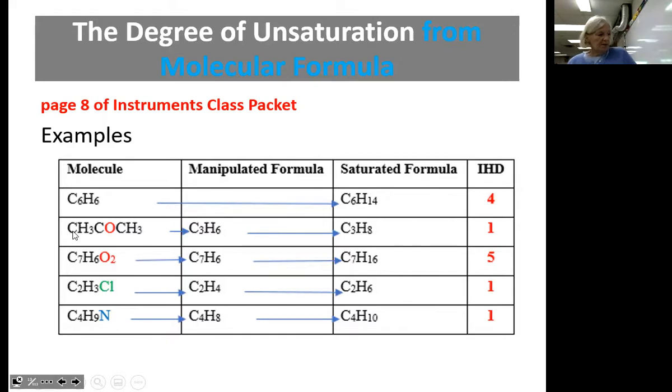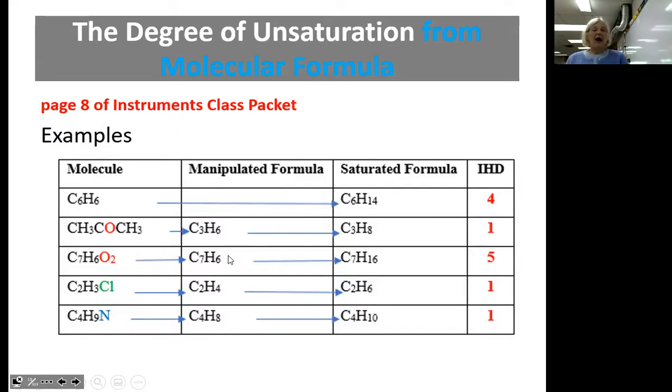Here's a formula. The given formula has an oxygen. So I'm going to manipulate it and just drop out the oxygen. This is not the real formula, but it helps me determine the IHD. Now, from this manipulated formula in the second example, I then write the saturated formula. How many hydrogens go from the manipulated to the saturated? 1 molecule. Here I have 2 oxygens in the given molecule.